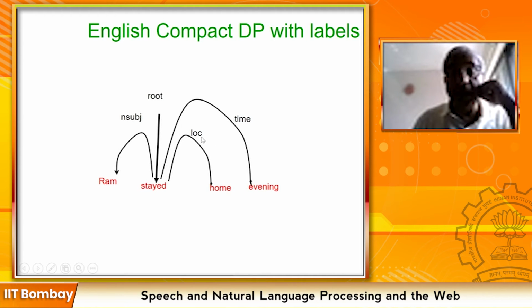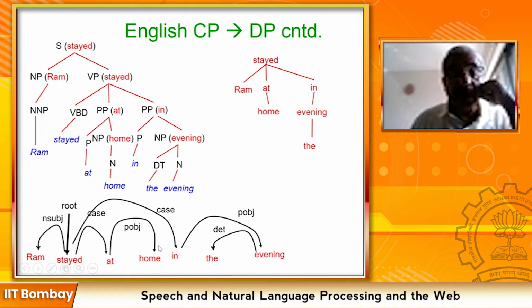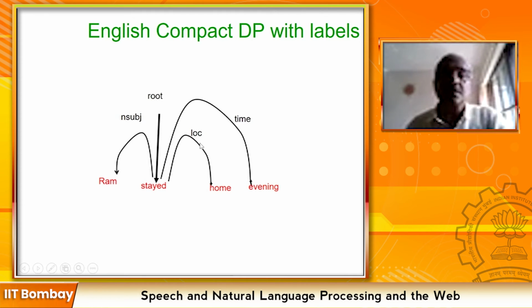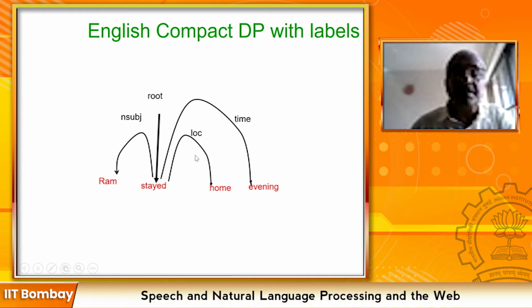I don't have case and preposition object. So case and preposition object have given rise to a deeper label, location and time. This requires more intelligence on the part of the classifier, and this is a much deeper, meaning-wise, representation than the unlabeled dependency tree, first of all, and then the labeled dependency tree, where the relations are more shallow. So nsubj also becomes deeper when the classifier is more intelligent. That will give rise to what is called the agent relationship: Ram, stay, home, evening. So agent is the agency, the person who performs the activity. So nsubj is shallower than agent.